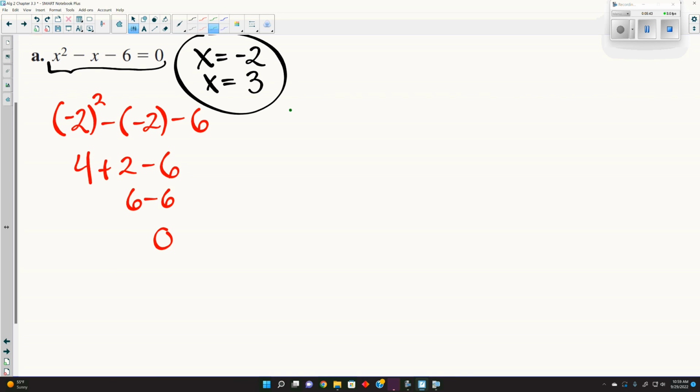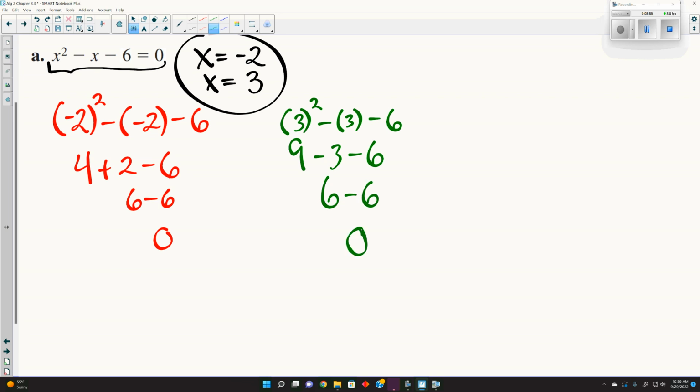We can do the same thing with 3. 3 squared minus 3 minus 6. Well, 3 squared is 9 minus 3 minus 6. Well, 9 minus 3 is 6, and 6 minus 6 is 0. So if we wanted to check it, we could plug them back in and see, does it indeed equal 0?